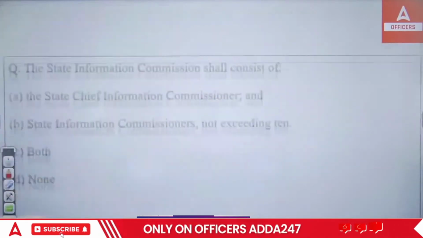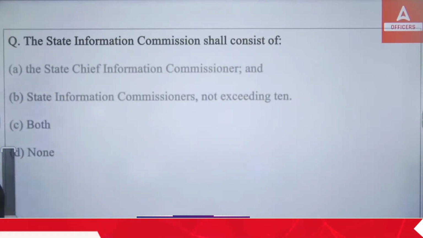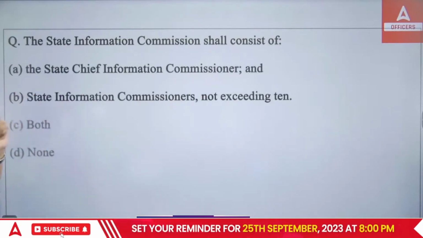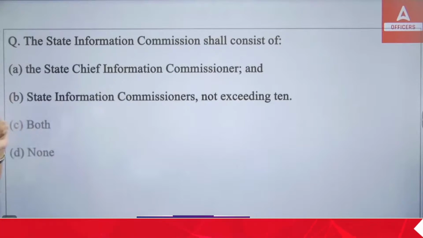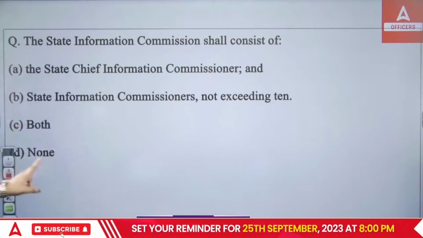Okay, next question. The State Information Commission shall consist of, first, the State Chief Information Commissioner. In the first statement, the State Chief Information Commissioner comes under the State Information Commission. It means both are correct. At the central level, as well as at the state level, we have created an Information Commission. So both are correct here. Okay, the right answer will be both.